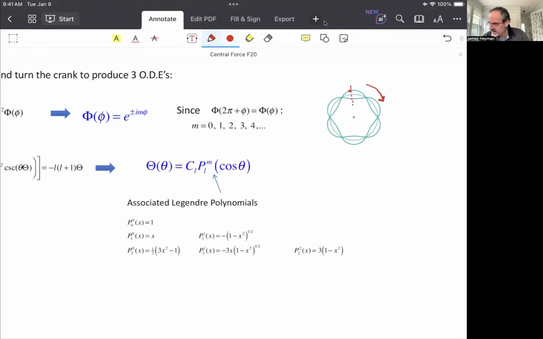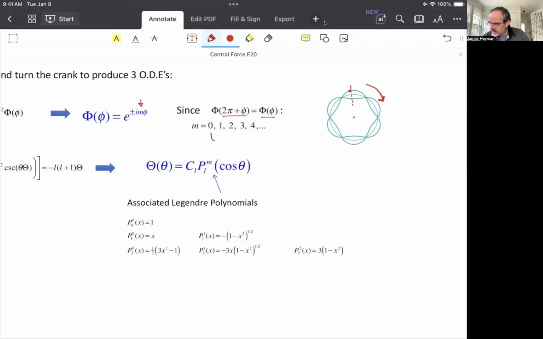The wave function has to be continuous at every point. And because of that, capital Phi of 2 pi plus the angle has to be equal to Phi of the angle. That's the condition for the wave function to be single valued. Okay? And the only way that can be true is if m here is an integer.